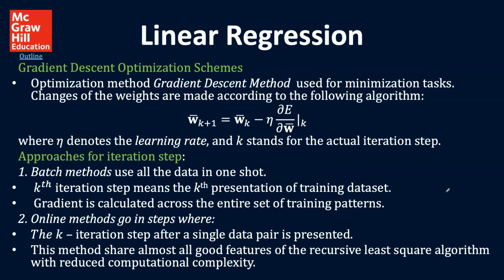The approach for the iterative steps is there's two things. There's the batch method, which uses all the data in one shot, and the online methods that go in steps. So for the batch method, the kth iteration means the kth presentation of the data set, and the gradient is calculated across the entire set of training patterns. For the online method, the kth iteration step is after a single data pair is presented. This method shares almost all good features of the recursive least square algorithm with reduced computational complexity.